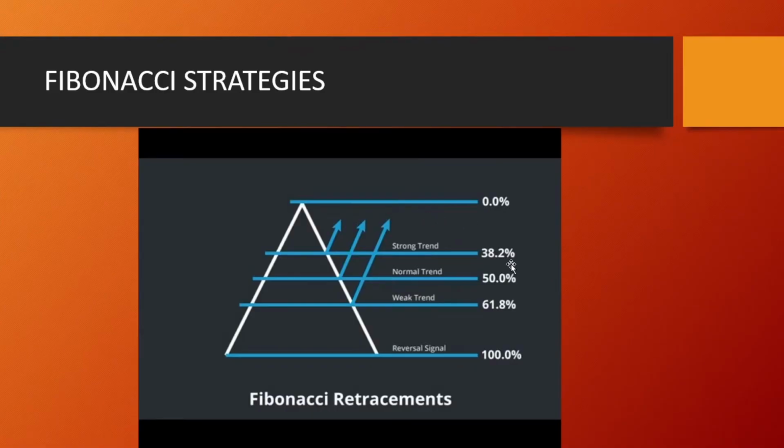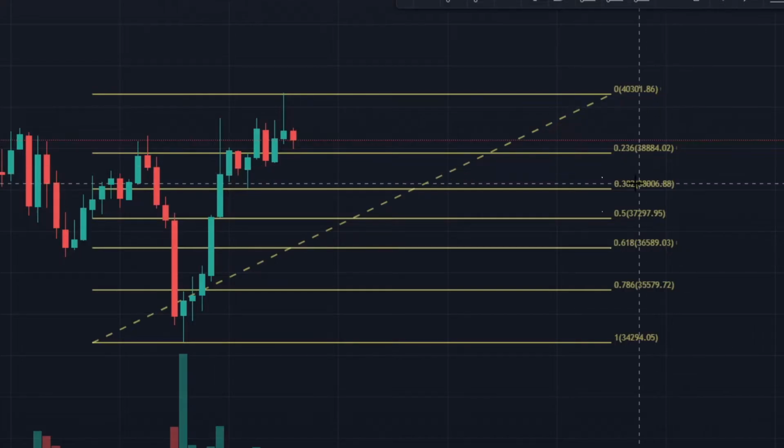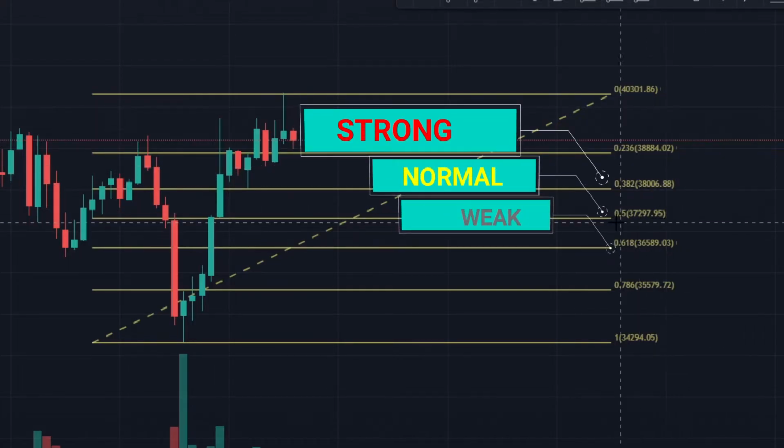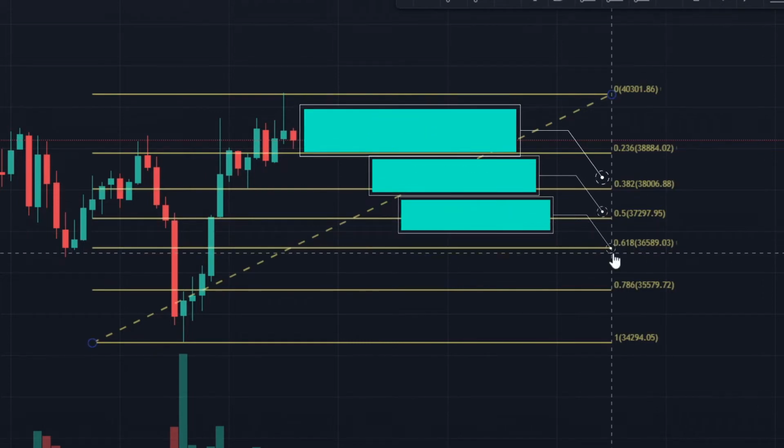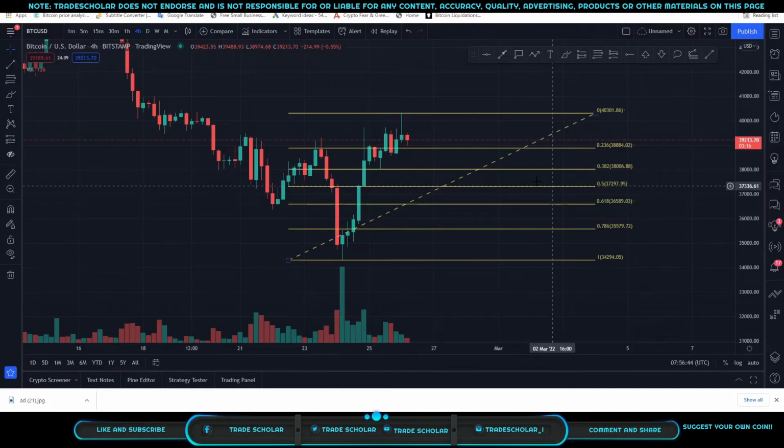If it retraces in 0.382, it is a strong trend to the upside. If it retraces in 0.5, it's a normal trend. If it retraces in 0.618, then it is a weak trend. So this is the strong trend, this is a normal trend, and this is the weak trend. So once we see a retracement in this area, that's our potential retracement to the upside. Okay?